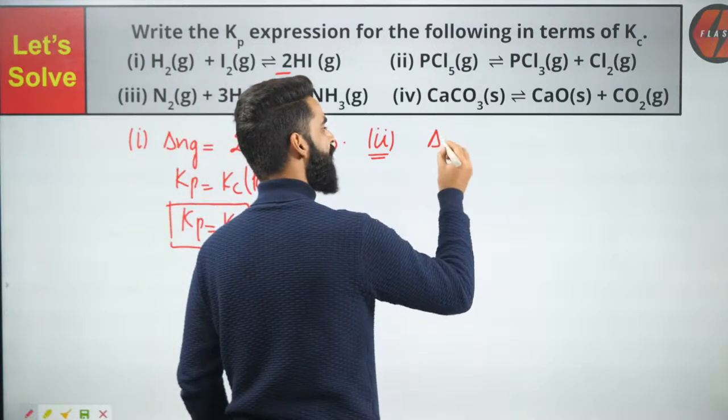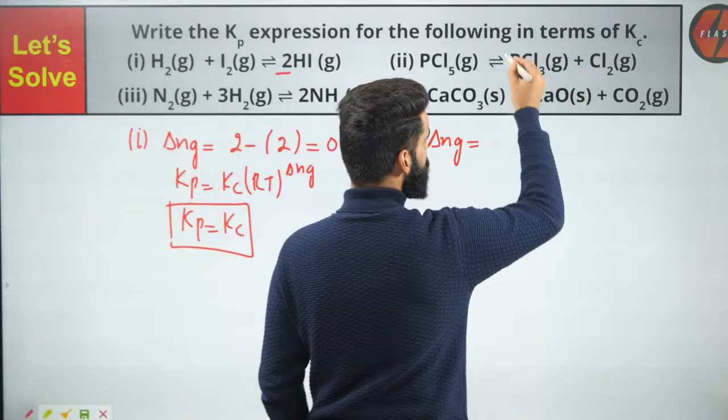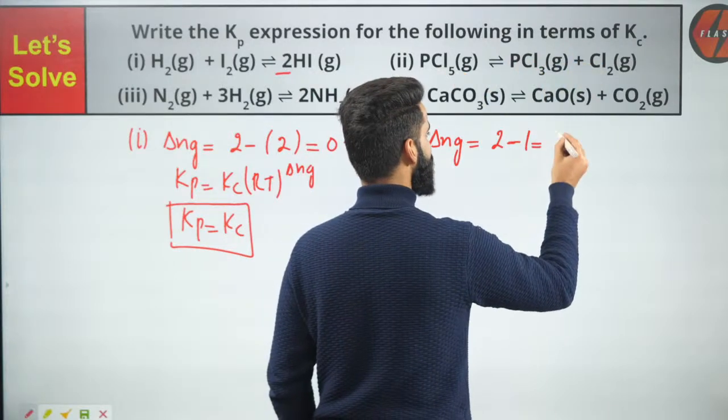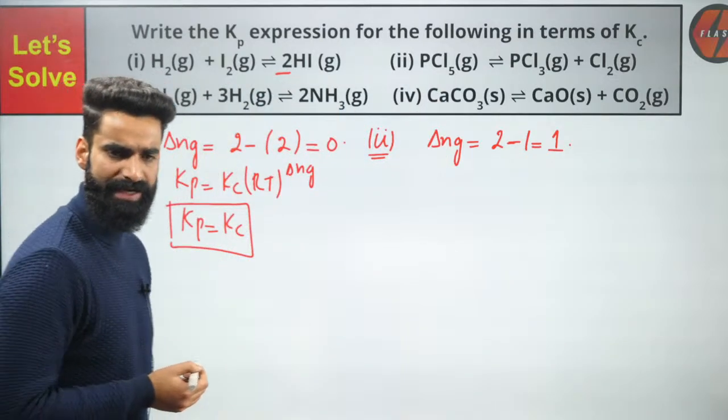So can I calculate the value of delta Ng for the reaction? Absolutely, I can do that. Number of moles of gaseous products, 1 plus 1, that is 2, minus 1. That means I got the value of delta Ng as 1 over here.